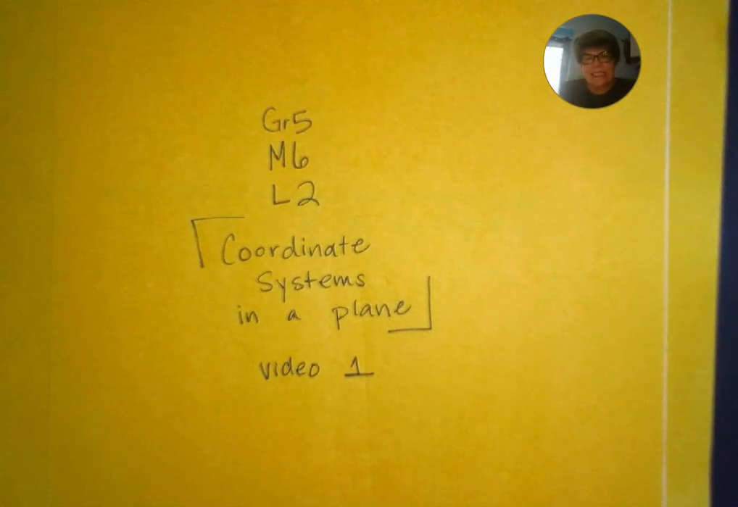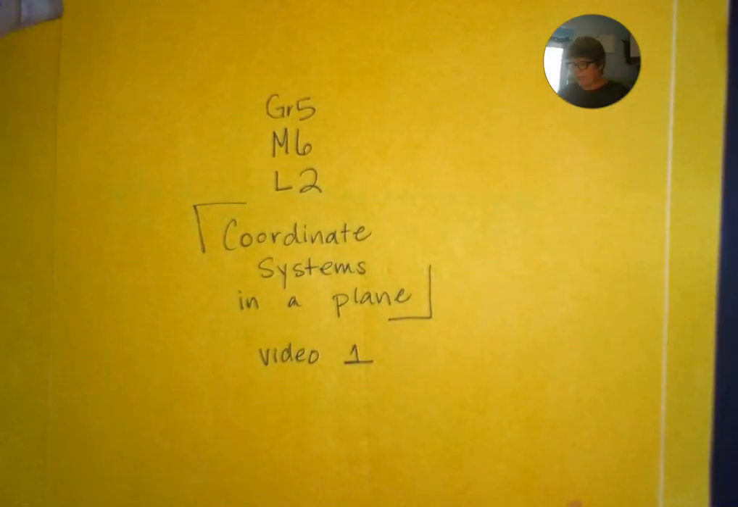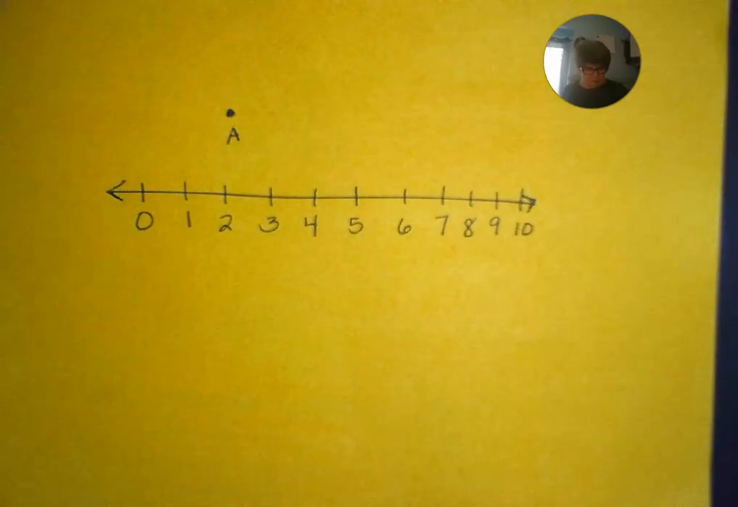Here we are in lesson 2 of module 6, and we're going to be looking at coordinate systems in a plane, and this is video 1. All right, and let's jump right into it.